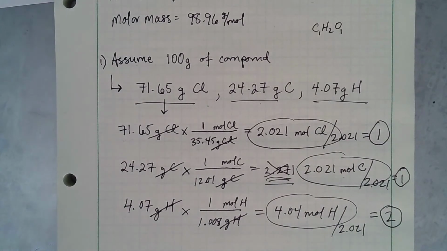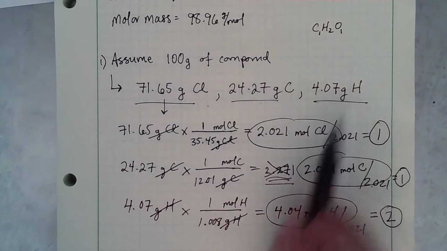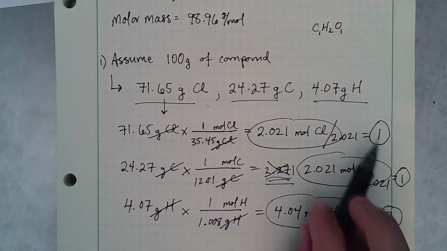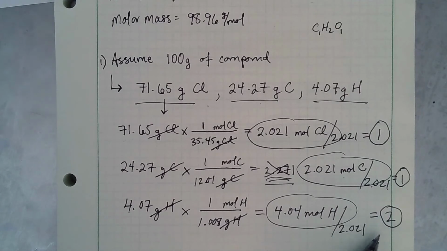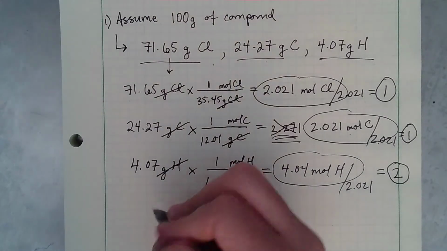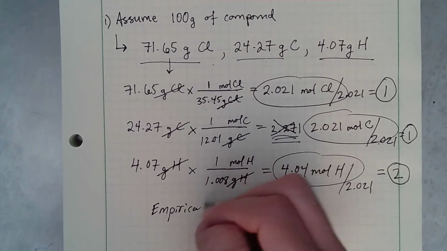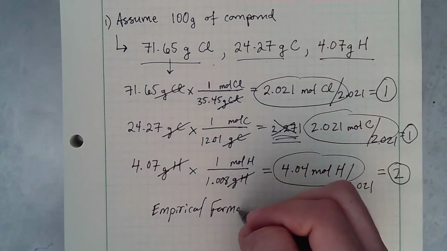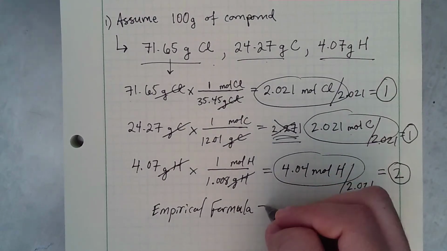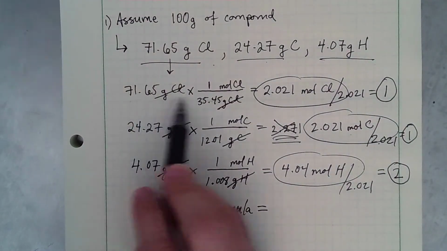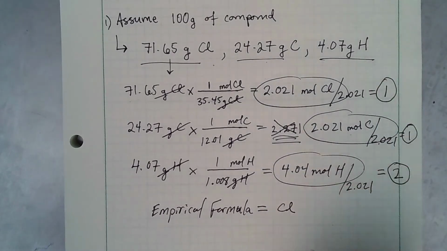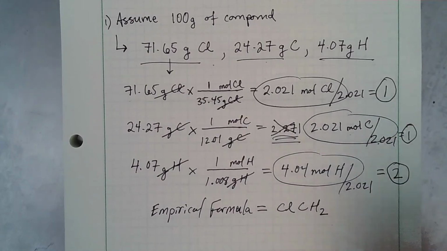These are the smallest whole number ratios based on these mass percentages. This is your empirical formula. So the empirical formula is, for chlorine, we have 1. For carbon, we have 1. And for hydrogen, we have 2.